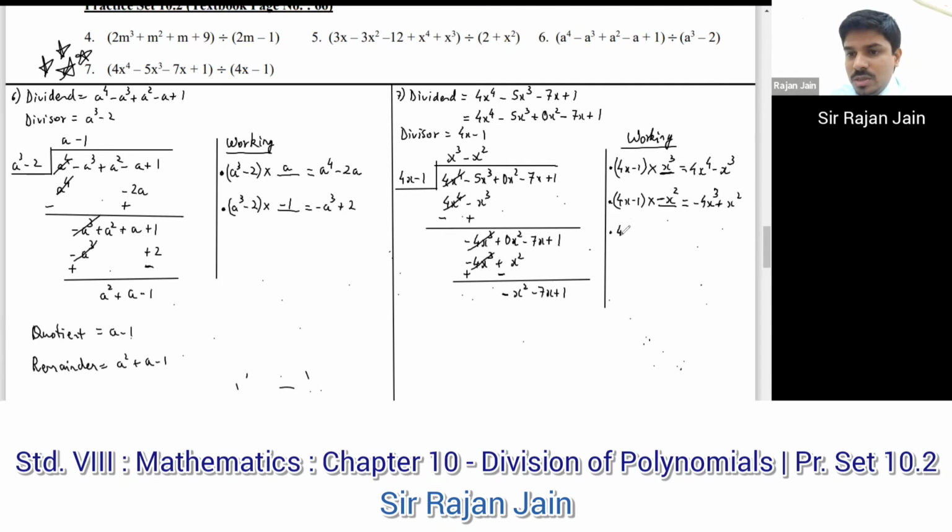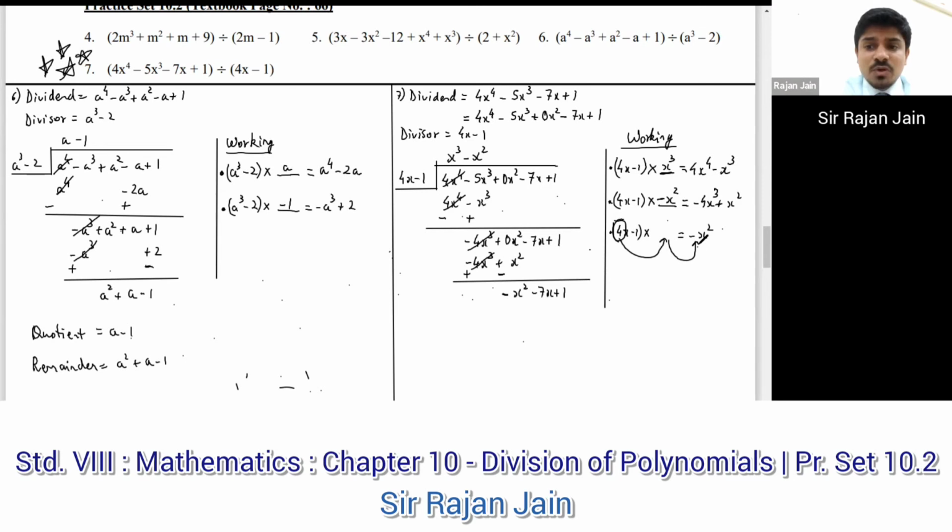Now in your third step, 4x minus 1, you multiply by something, and your target is to get the first term of the dividend, which is minus x square. So I write minus x square over here. Now see what will happen. If you check your number part, it is 4, and you have to multiply it by something, and you want minus 1. Now if I multiply 4 by anything, I will not get 1.